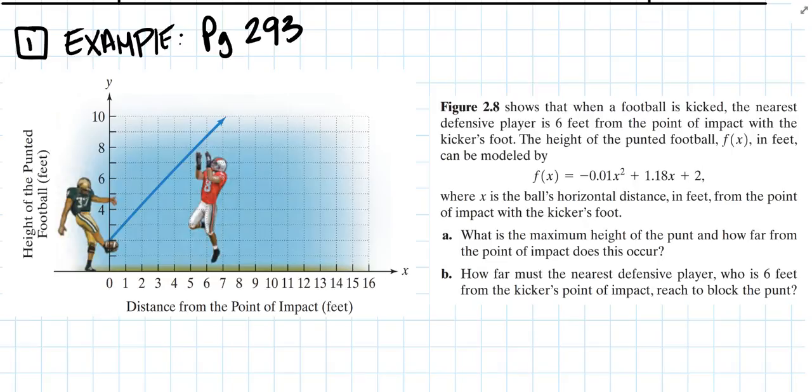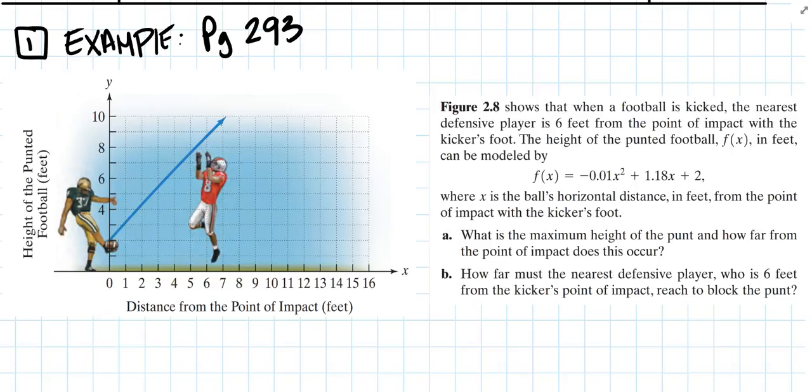Here's the picture. Let me read it to you, and we'll begin. It says, Figure 2.8 shows that when a football is kicked, the nearest defensive player is 6 feet from the point of impact with the kicker's foot. Okay, so far so good.